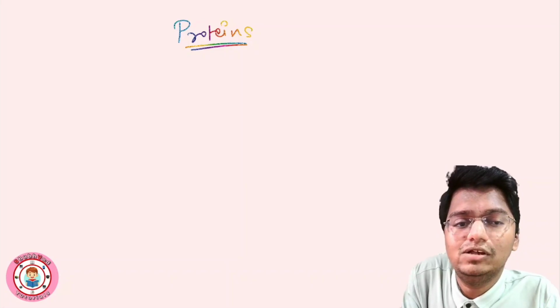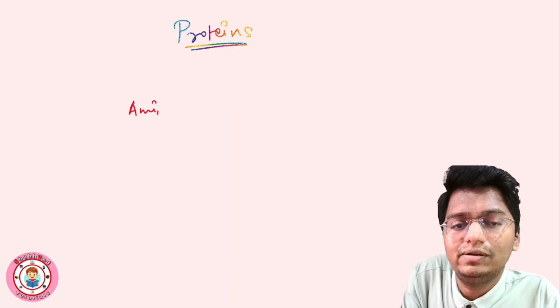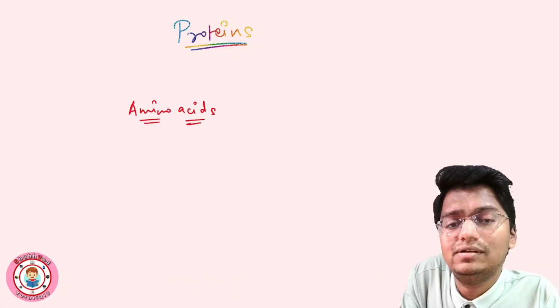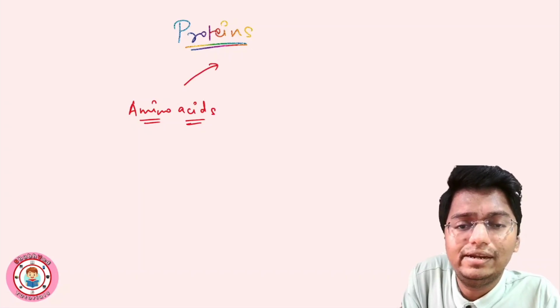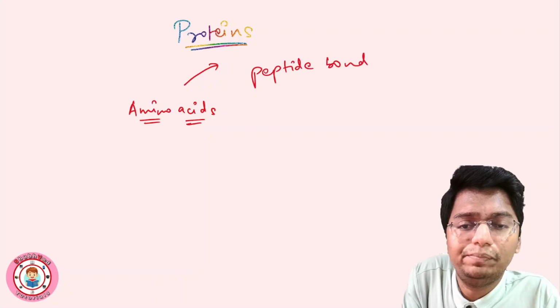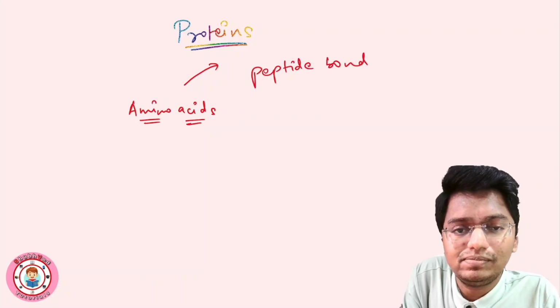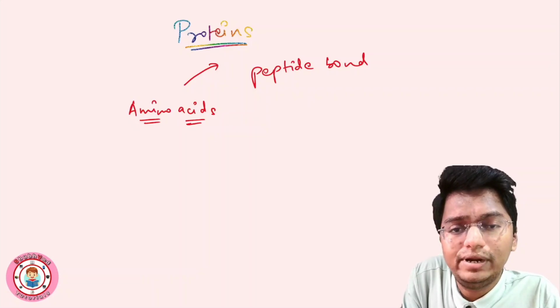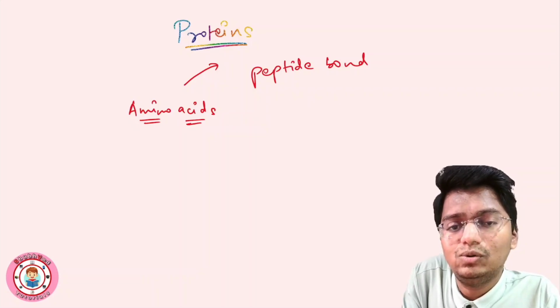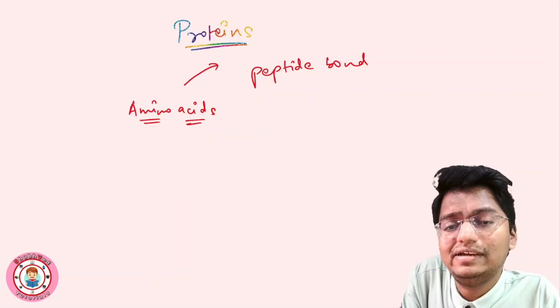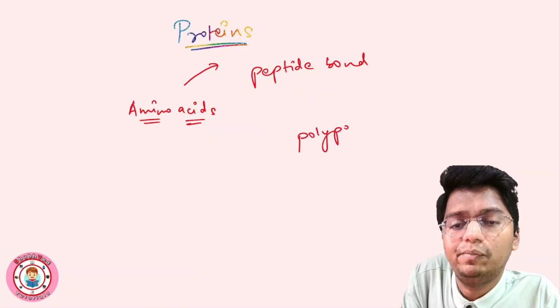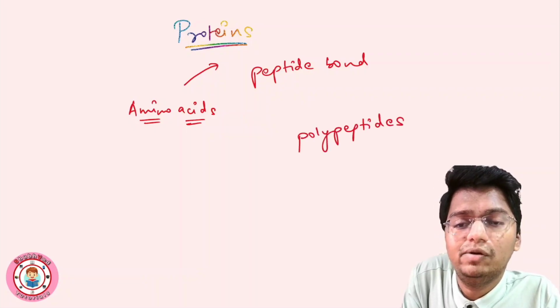Okay, so let's start. Basically, we have seen amino acids, you will find it in the biochemistry playlist. So amino acids are the building blocks for protein, right? They form peptide bonds, right? So amino acids are linked together by peptide bonds and then they form proteins. So proteins are basically what? Polypeptides, right? Polypeptide chains.